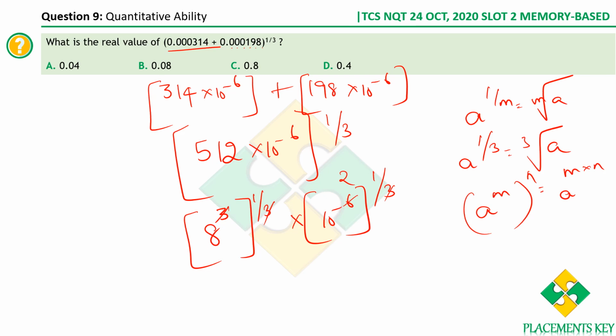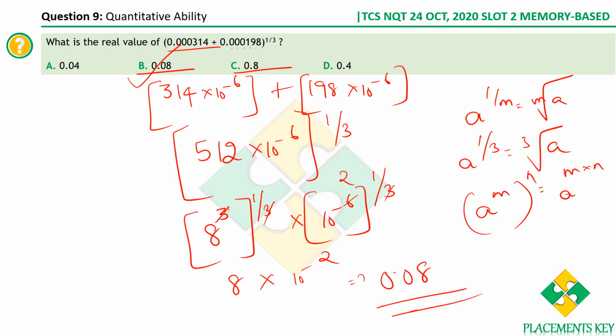Therefore here you have 8 cube whole power 1 by 3, the 3s cancel, you get 8, and here you get minus 2. So what is effectively the answer? 8 into 10 power minus 2. So 8 by 100, so the answer is 0.08. Please be very careful with the tens, because in the options you have 0.08 as well as 0.8. The right answer is 0.08.